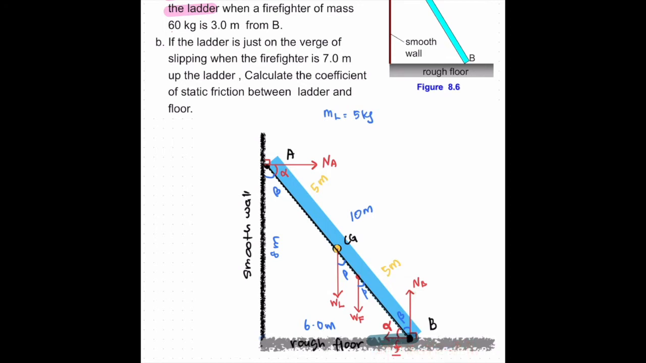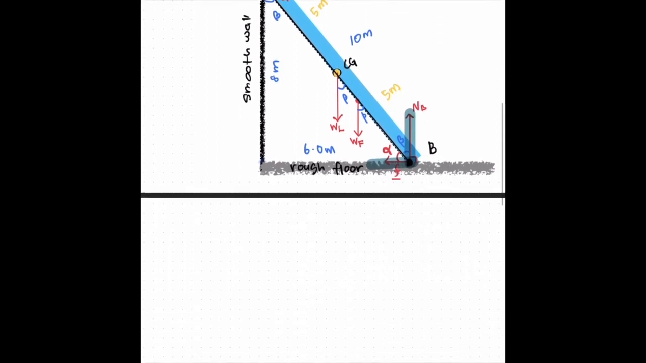Then the vertical force at B is NB, the normal force at B. This means this question needs us to find NB and F, friction. Horizontal is for friction, vertical is for NB. How to solve this problem?